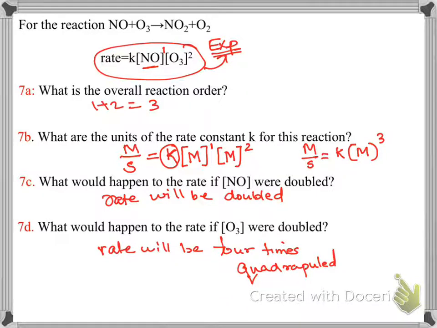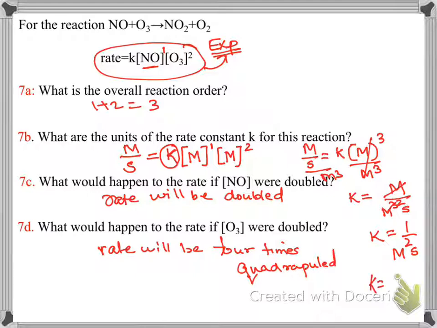1 plus 2 is 3. Now I'm dividing by this on both sides. So k is M over M cubed s. This M will cancel, so the unit of k is 1 over M squared s. You can also write this by taking everything in the numerator, this way. So this is the way you find the unit for k.